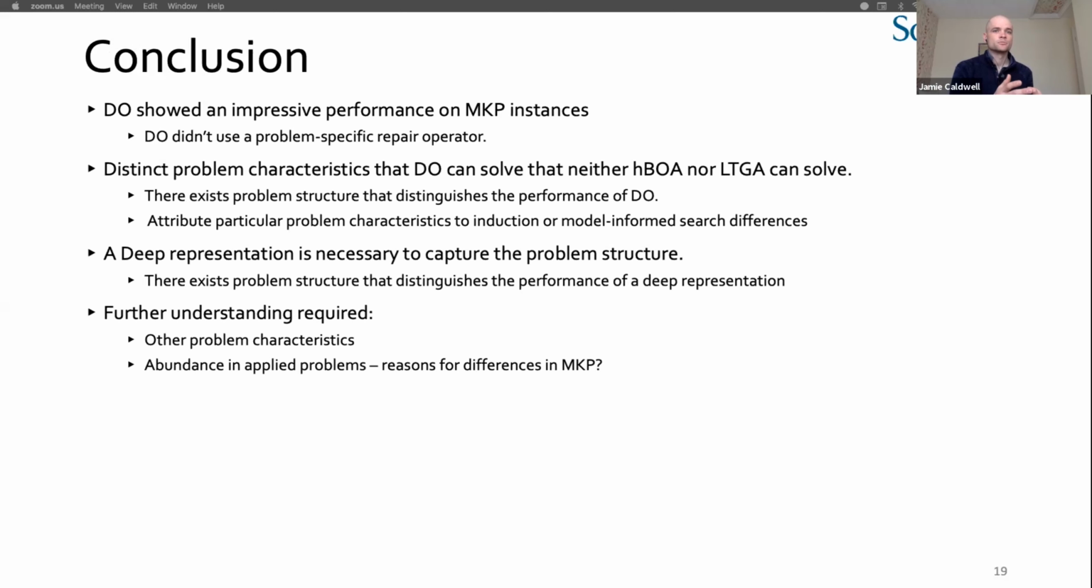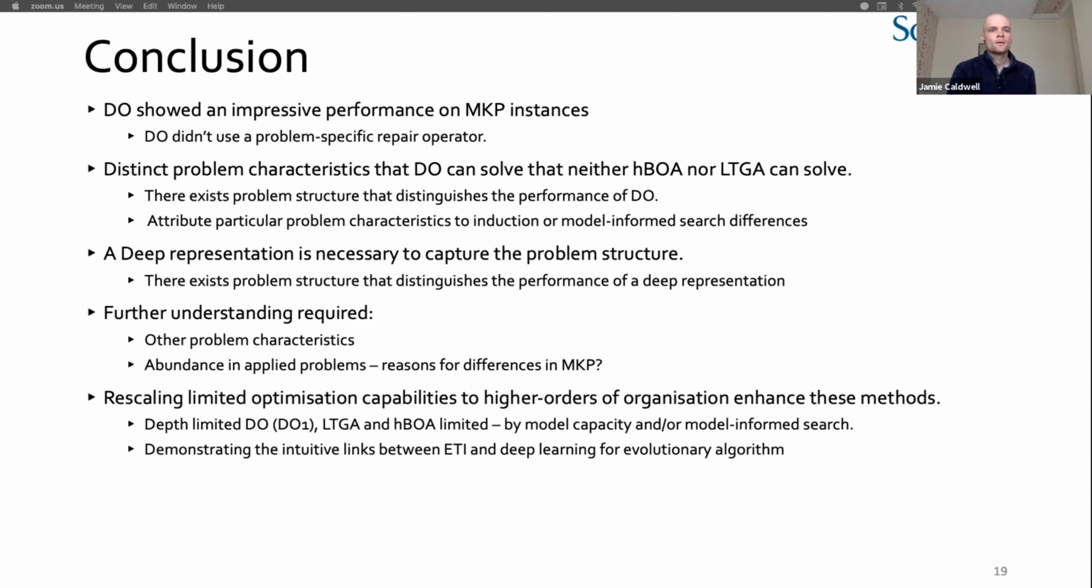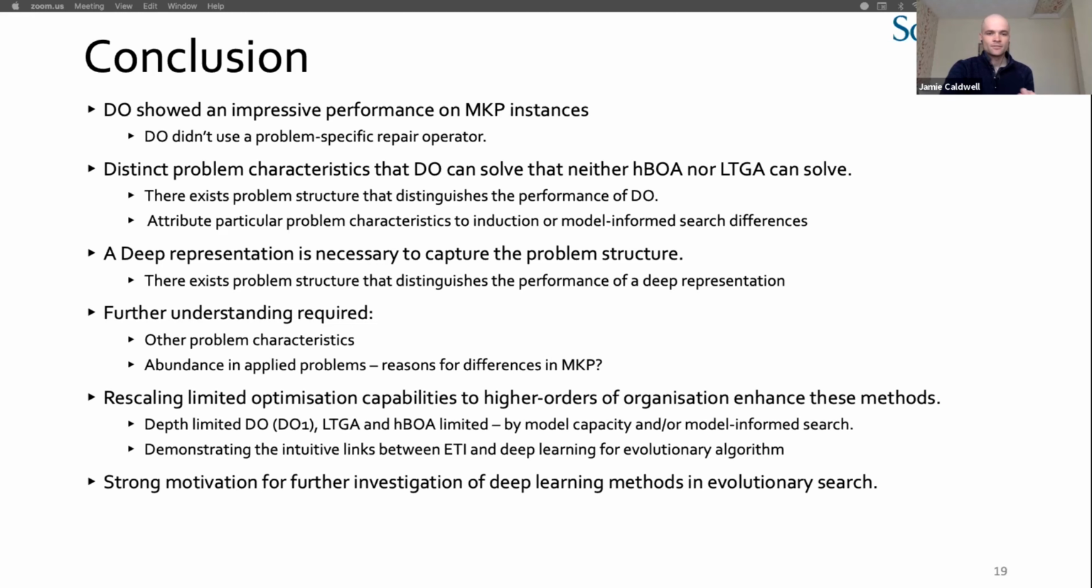Of course, there's so much more to understand about the problem characteristics: whether there exist other problem characteristics we haven't found, but also the abundance of these characteristics in the knapsack problems. Was this really the reason for why we saw differences in knapsacks? We don't have that information yet. But the idea is that rescaling simple or limited optimization capabilities to higher orders of organization can enhance these methods. This demonstrates the intuitive links between evolutionary transitions in individuality and deep learning for evolutionary algorithms, and of course, strong motivation for further investigation.